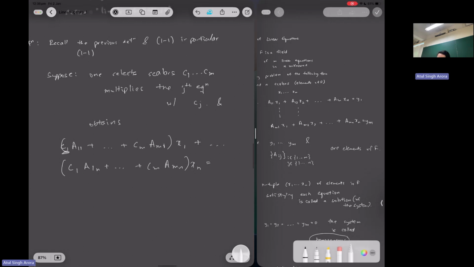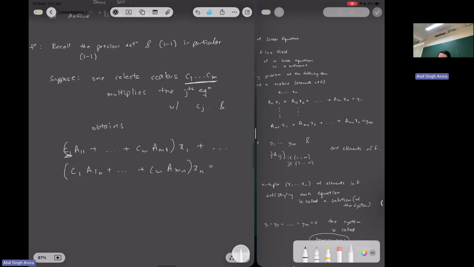Okay, so this is what we're doing. We are selecting these scalars, right? And then we're multiplying the jth equation here. So this is the first equation, the second, and so forth. The jth equation is being multiplied with Cj, and we're summing them. I should write, and sums them to obtain.